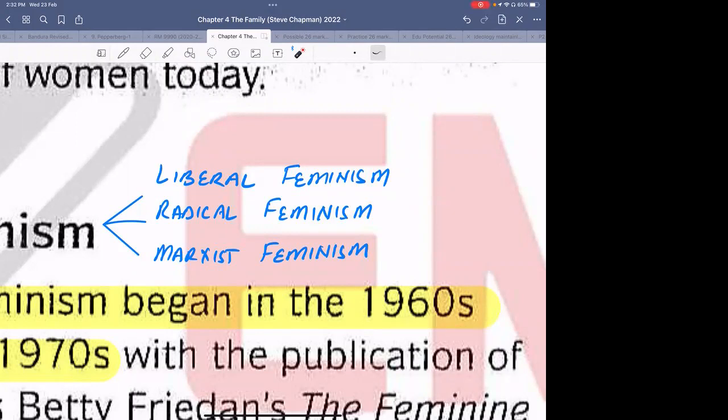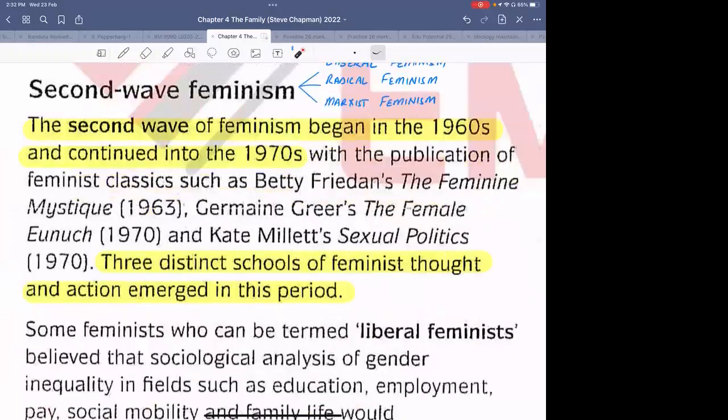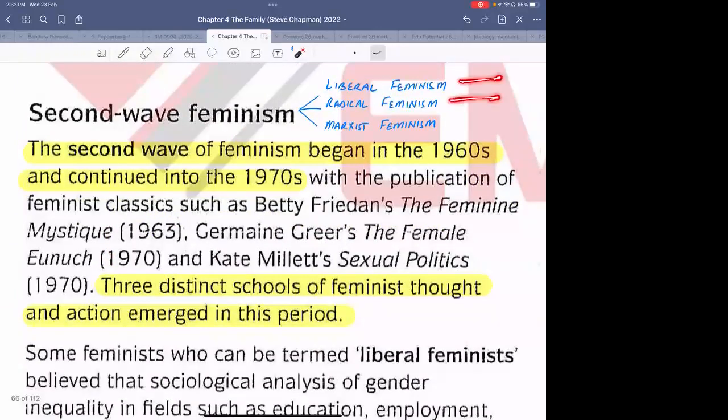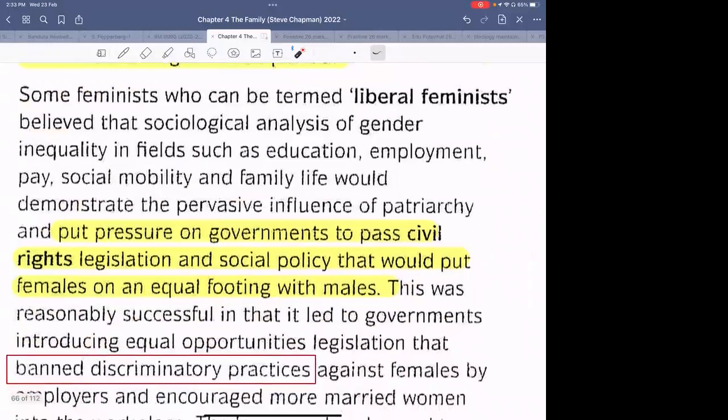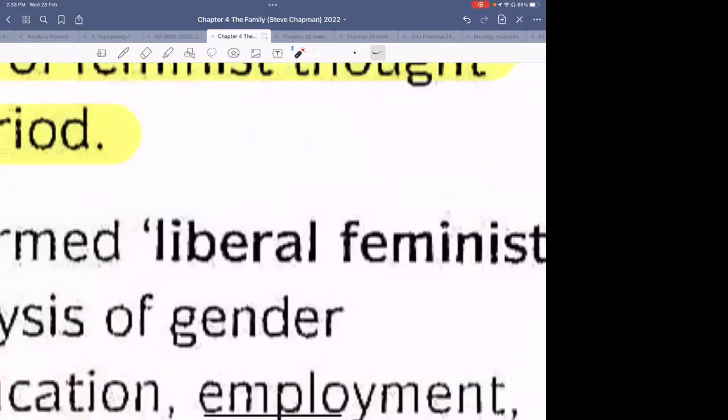In the 1960s and 70s, the second wave, there were three distinct schools of feminist thought and action that emerged during this period. And to name them, we have liberal feminism, radical feminism, and Marxist feminism. Are we good? Now, starting off with liberal feminists, let me give you a bit of an idea about liberal feminists over here.